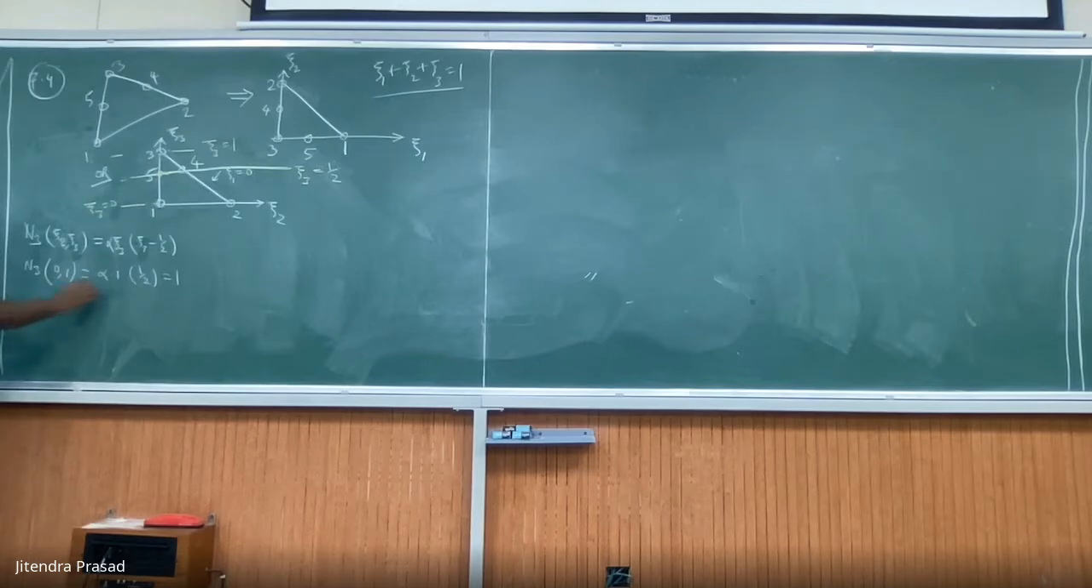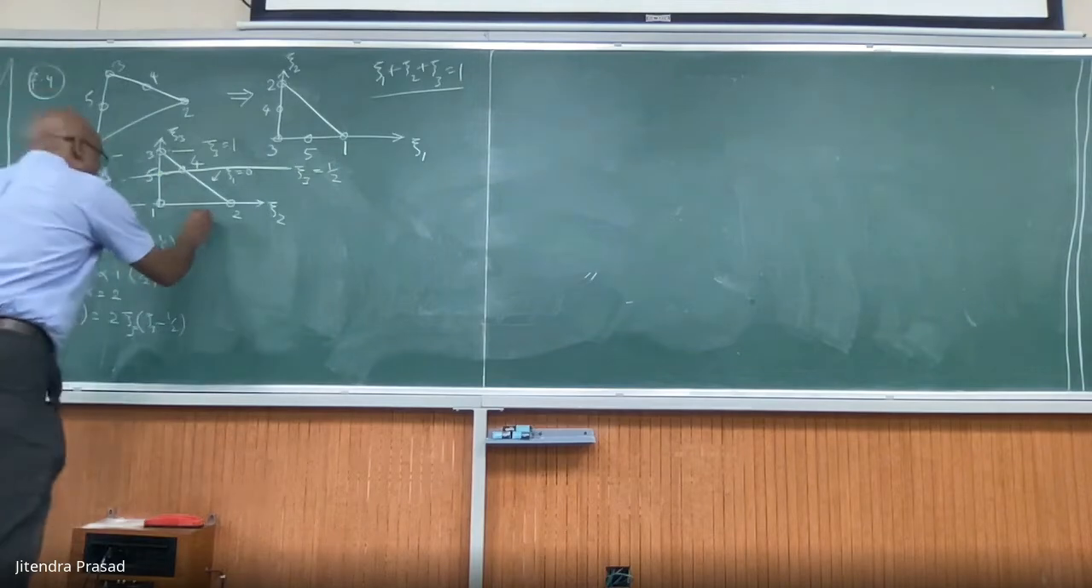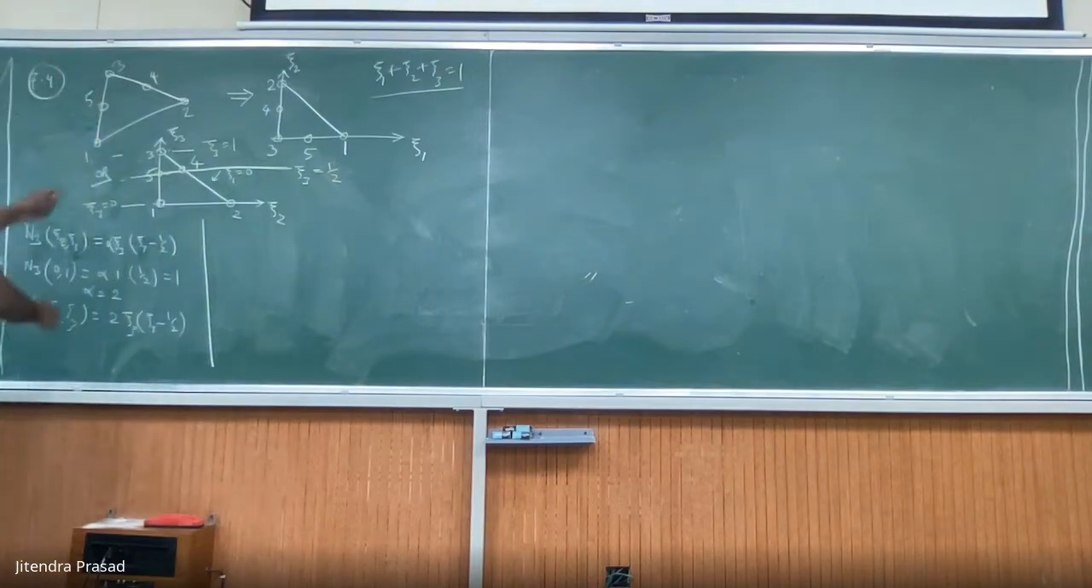So alpha equals 2. So N3 of xi2, xi3 is equal to 2 xi3 times xi3 minus half. So we get that. Next, let's look at this point.